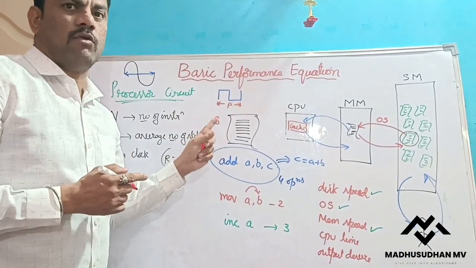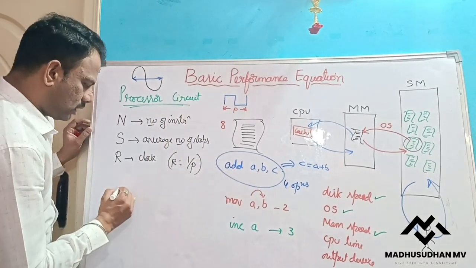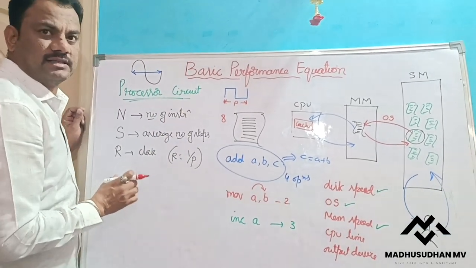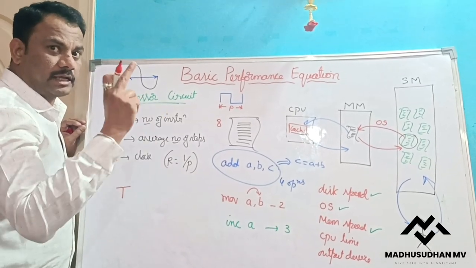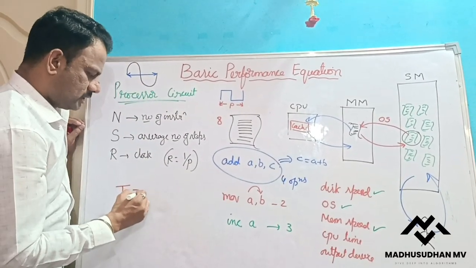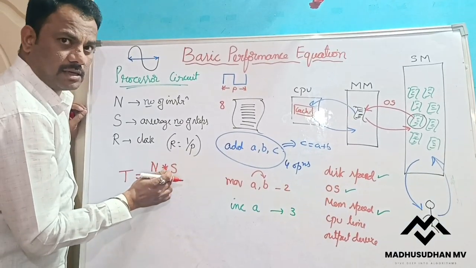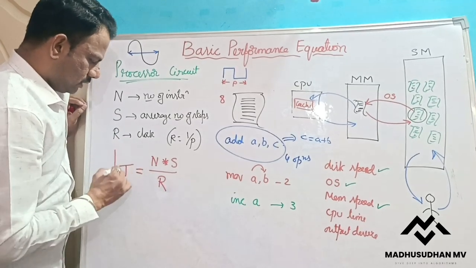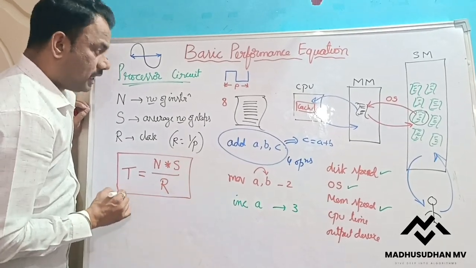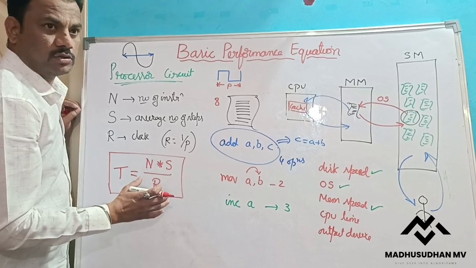So that means I have to multiply the number of instructions with S. So the total time taken by our processor to complete execution of one program is equal to the number of instructions into the average number of steps per instruction, divided by the clock rate. This is the basic performance equation of any computer. Hope you understood.